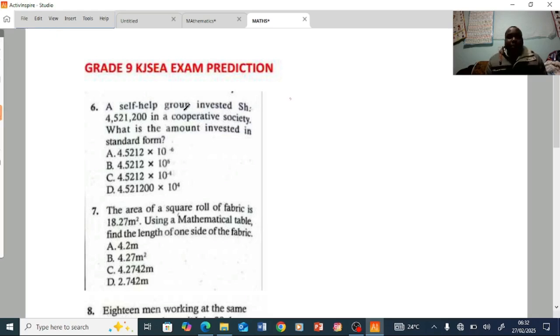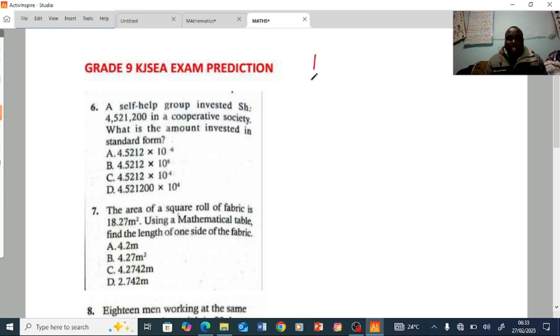A self-group invested shillings in a cooperative society. What is the amount invested in standard form? That is simply reminding us how to write numbers in standard form.